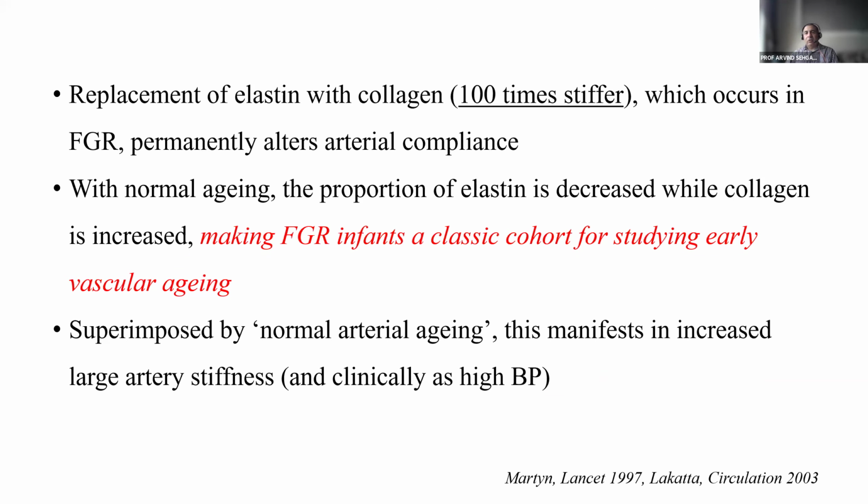The question could be asked, what is going wrong in these cohorts antenatally, which is making these vessels so different? First, the elastin gets replaced with collagen. Collagen is helically organized, while elastin is longitudinally organized, and collagen is 100 times stiffer than elastin. So it permanently tends to alter the compliance. And with normal aging, of course, you lose a lot of elastin. But if you're starting off with an elastin deficit, then this makes the FGR infants a classical cohort where you can study early vascular aging.